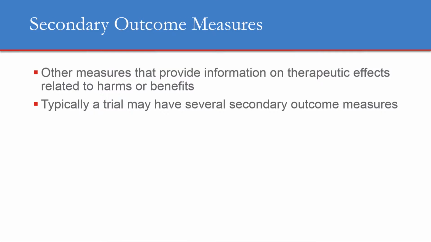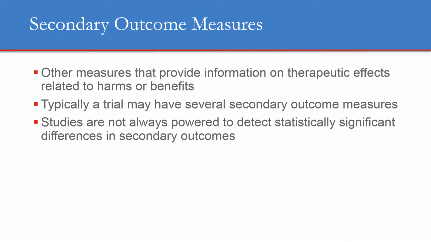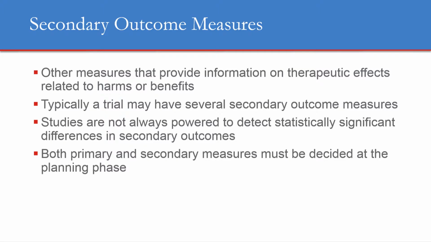A trial may have several outcome measures. However, often studies are not powered to detect statistically significant differences in secondary outcomes. Therefore, negative results for these variables need to be interpreted with caution. As for primary outcomes, secondary outcome measures must be decided upon at the planning phase of the study.